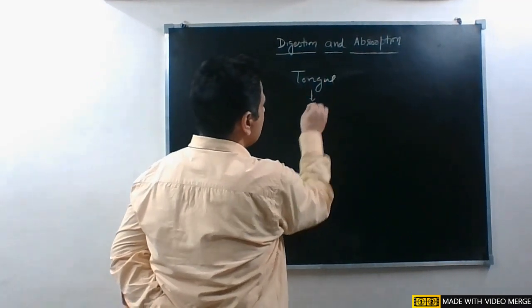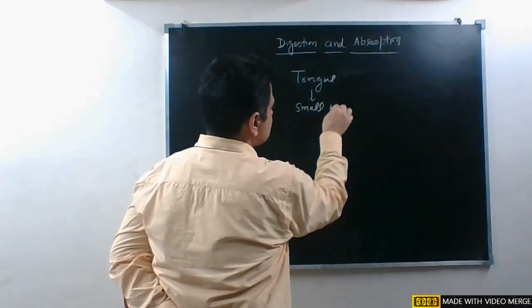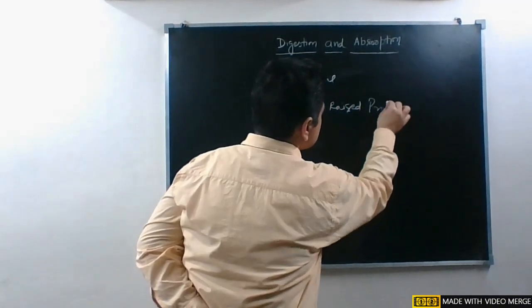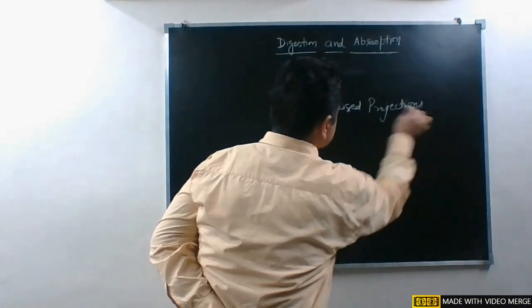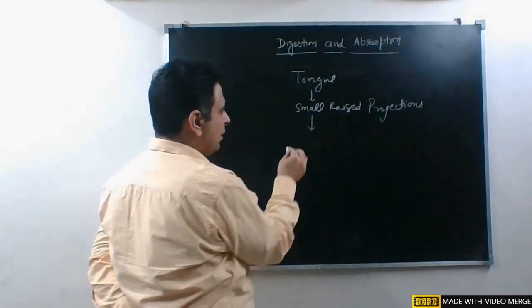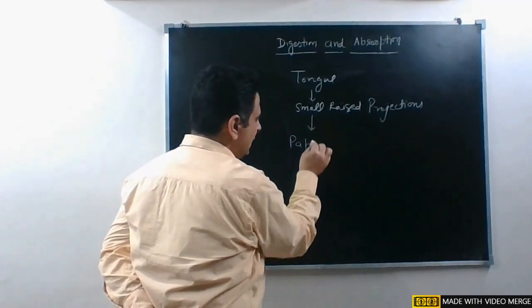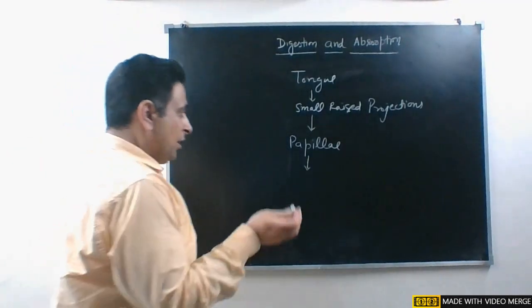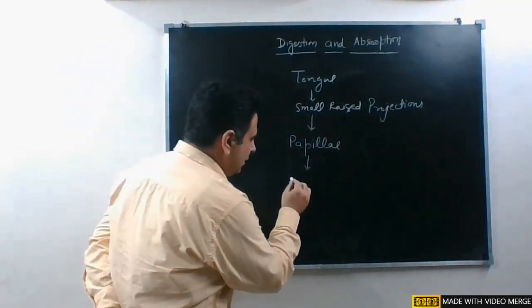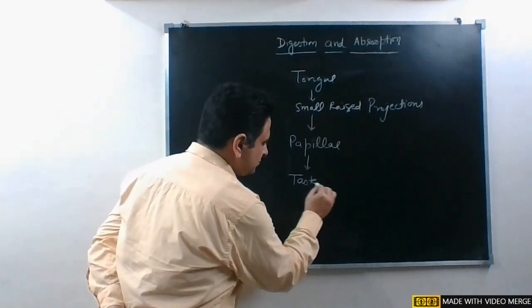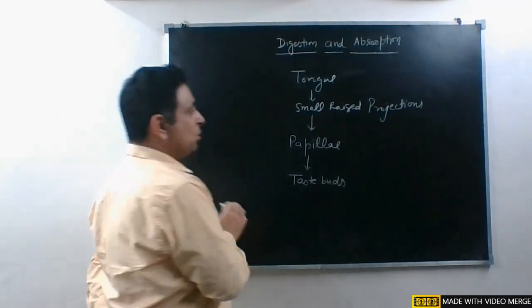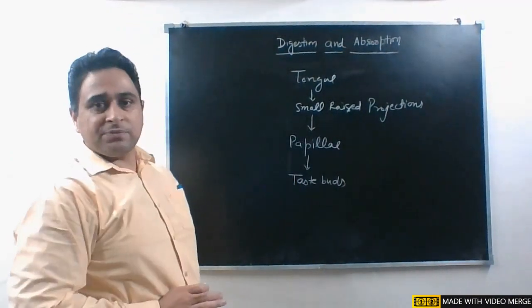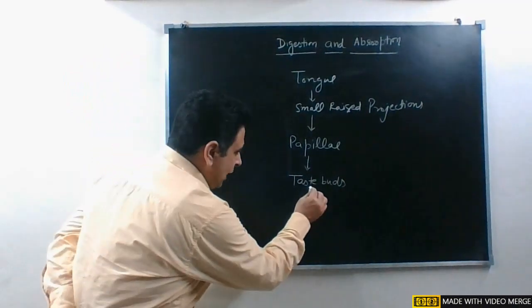On the tongue, students, there are small raised projections, and these small raised projections are called papillae. And students, papillae bear taste buds. It is very important to note that the tongue has small raised projections called papillae, and papillae have taste buds. And students, there are four types of papillae.